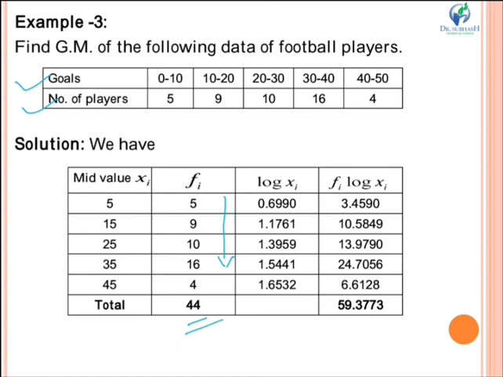First we find the mid value of x. So 0 plus 10 by 2, that is 5. Next interval is 10 to 20. So 10 plus 20 is 30, 30 by 2 is 15. Similarly, we find all the values of xi. Now I will find log xi. I will find log of each and every entry of xi, and I will multiply these values by fi. That is, I will multiply fi into log xi. I will multiply corresponding entries and get all the values of this column.